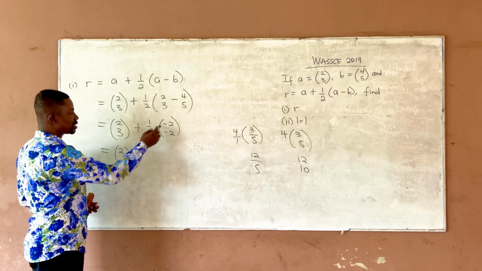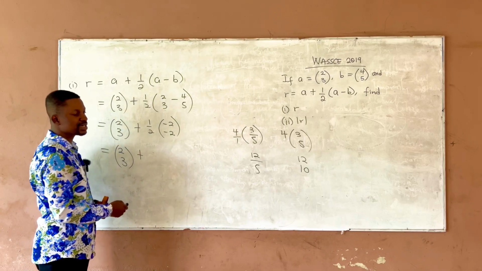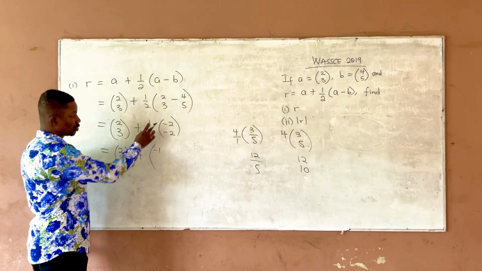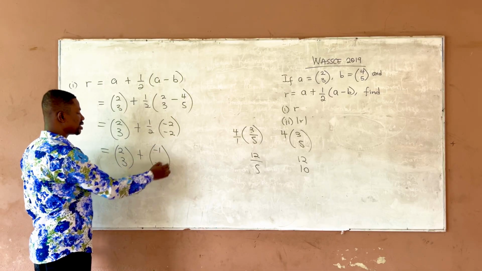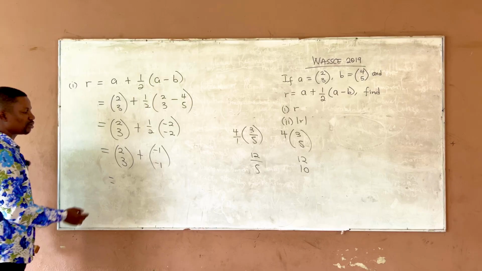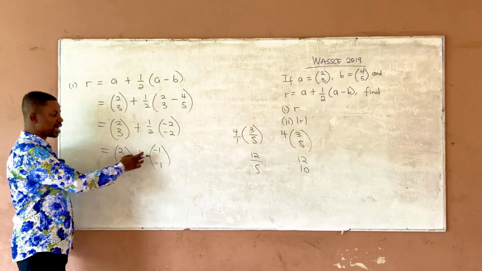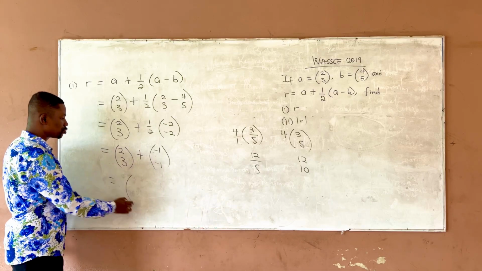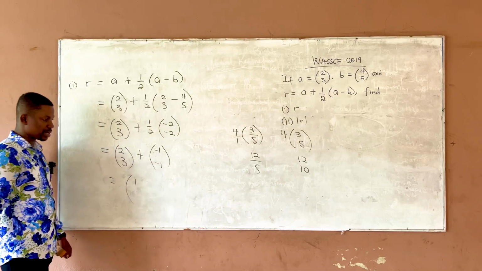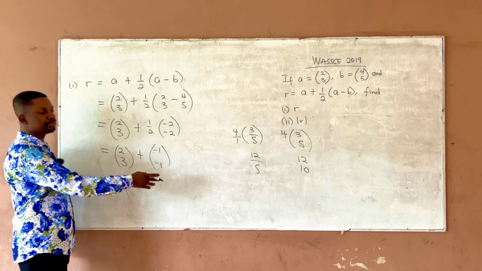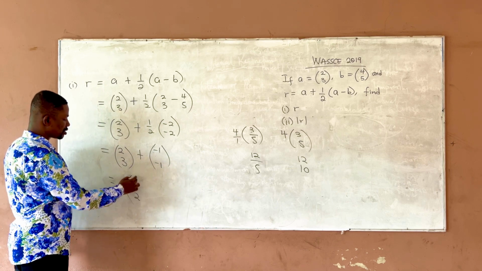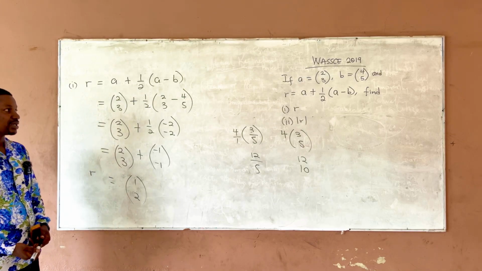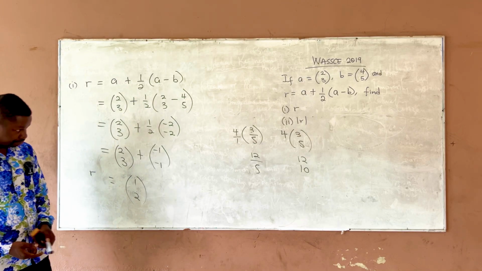Now, saying this is a vector, what is half of minus 2? Half of minus 2 is minus 1. What is half of minus 2 again? It's minus 1. Now, let's simplify. 2 plus minus 1 is the same as 2 minus 1, and 2 minus 1 is giving us 1. Now, 3 minus 1 is giving us 2. And so R is giving us vector 1, 2.